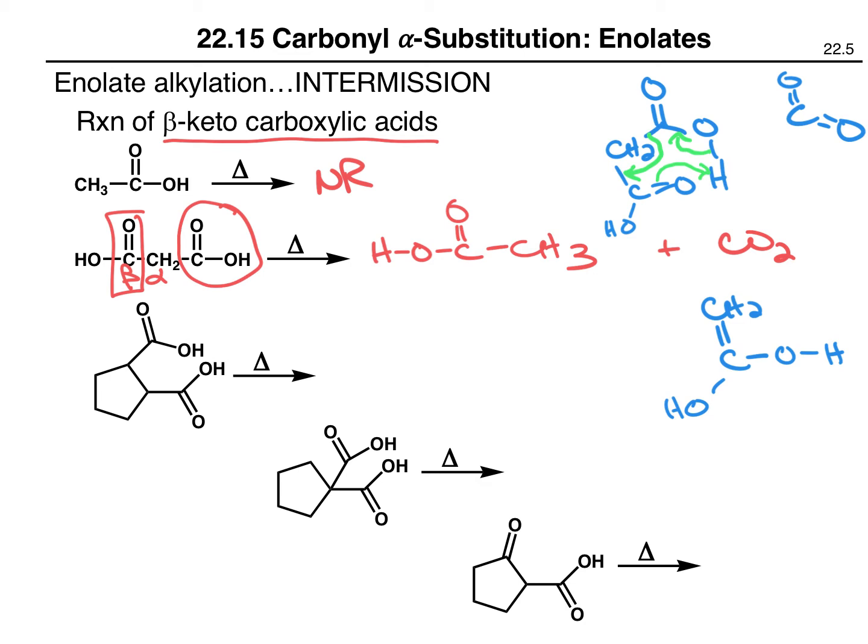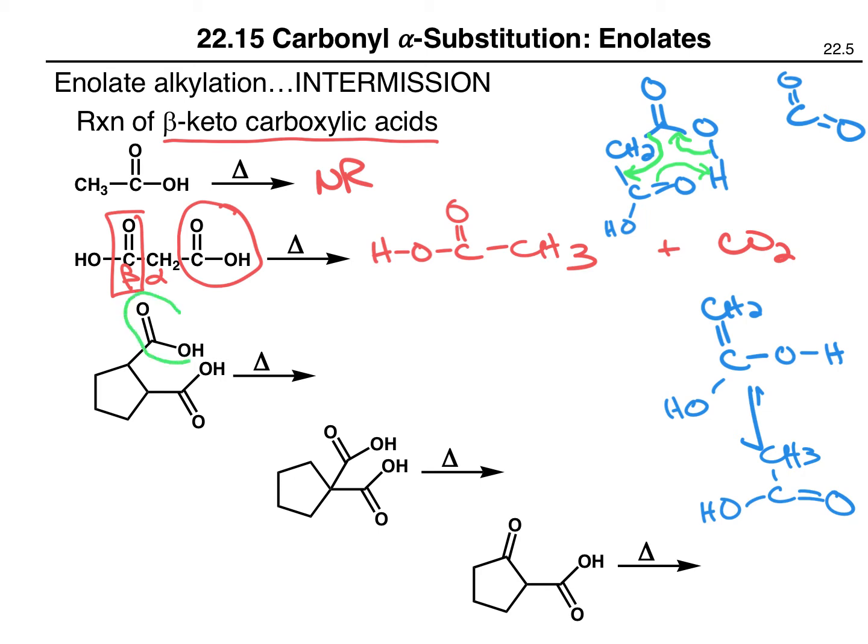So this enol will equilibrate to give this carboxylic acid. So this is now the methyl group, this carbon is now the carbonyl, and this OH didn't change. So this is what happens when we have a decarboxylation of a beta-keto carboxylic acid. Let's look at a couple more examples.